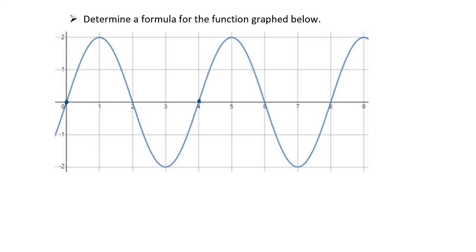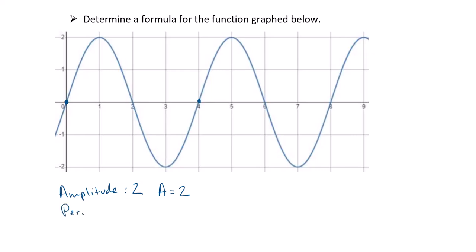The amplitude is 2, and there is no reflection. We started at the midline and went up from there. So that's just the standard sine function. So this means that my a is a positive 2.